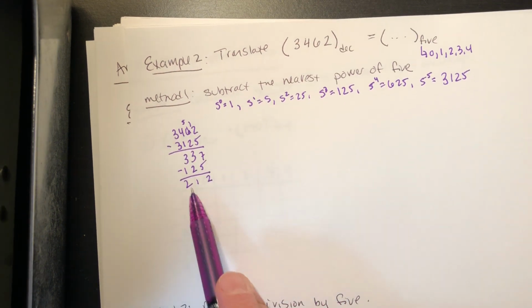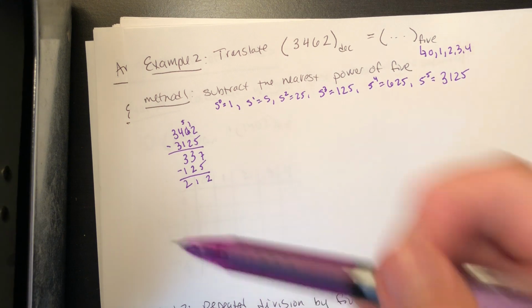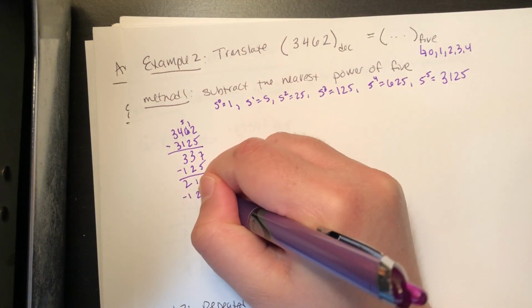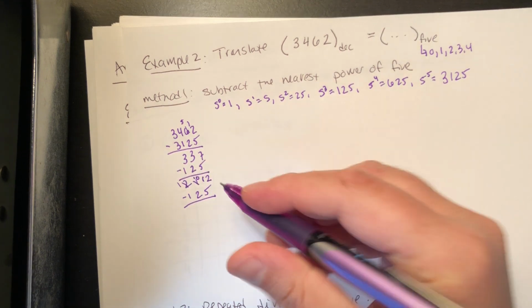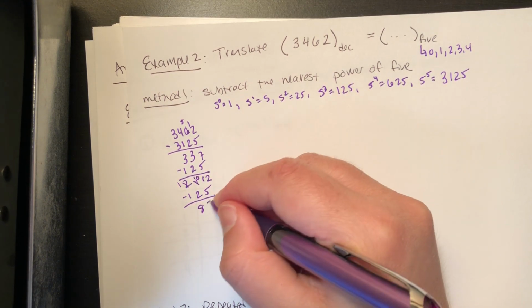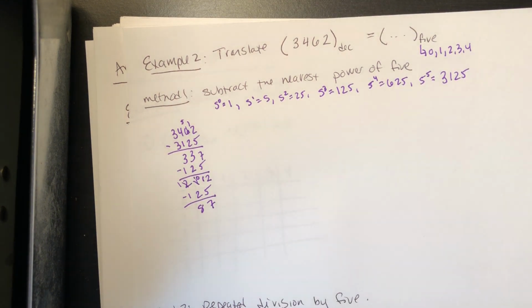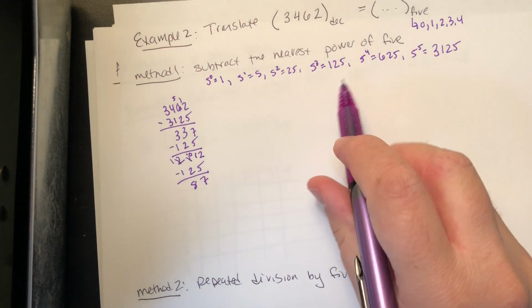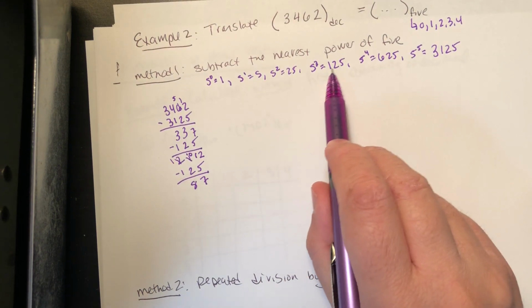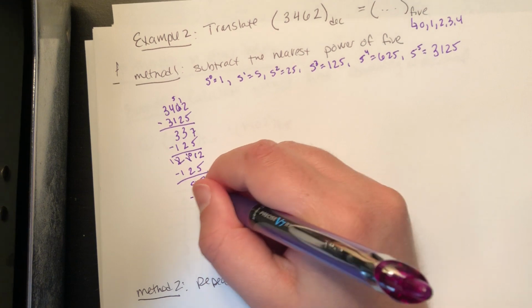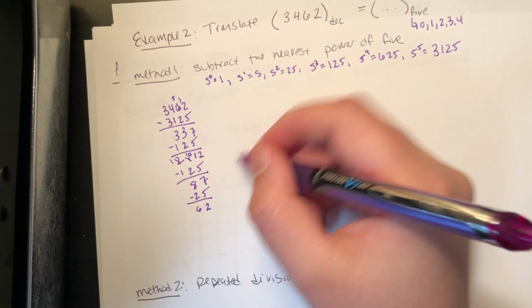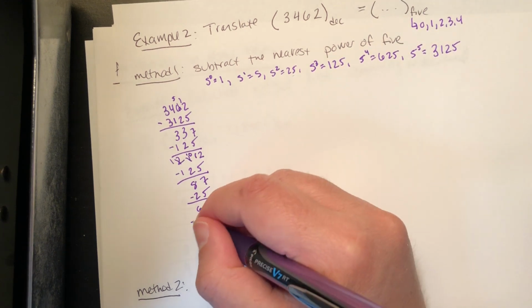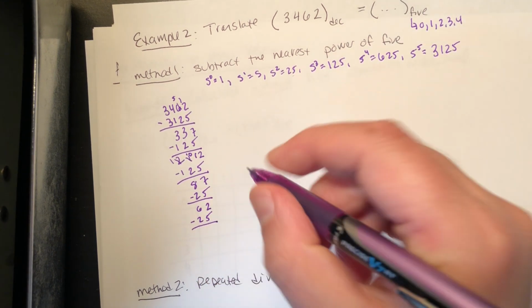All right, what's the nearest power of 5? It's going to be 125 again. So subtract 125 again. We'd get, let's see, 87. All right, so what's the nearest power of 5 to that? 125 is too big, so I'm going to subtract 25. We'll get 62. Again, nearest power of 5 is 25, so subtract 25 again.